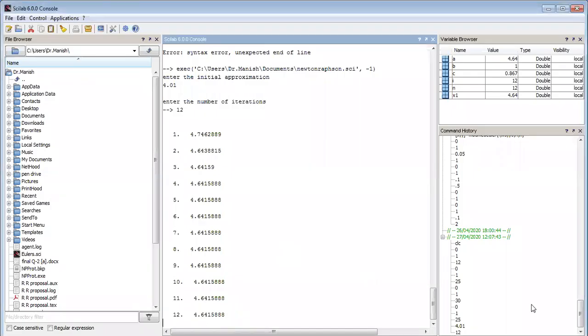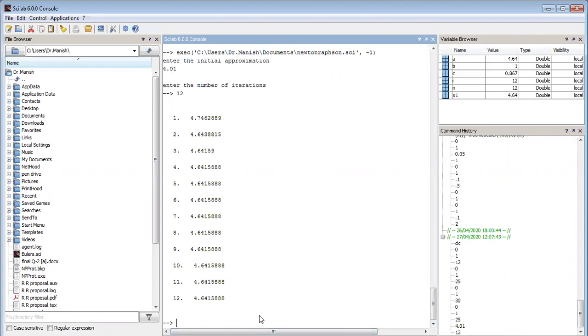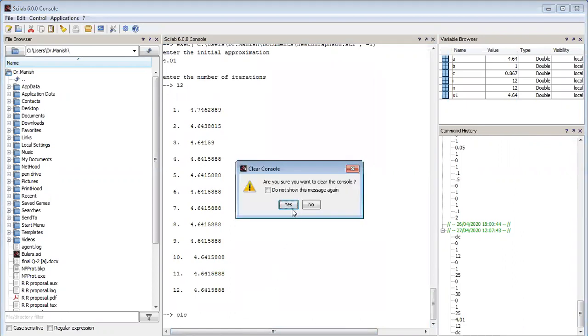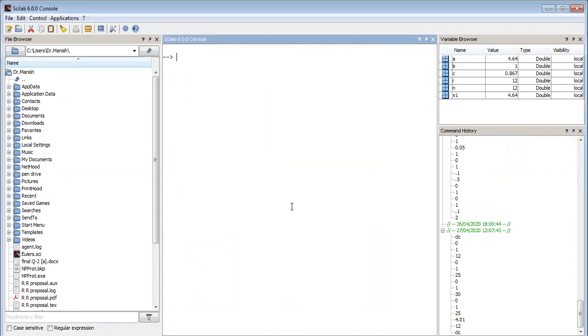This was the earlier program which we have seen here. So I just make enter and we just clear the screen. You have to enter clc, as you know, to clear the console.